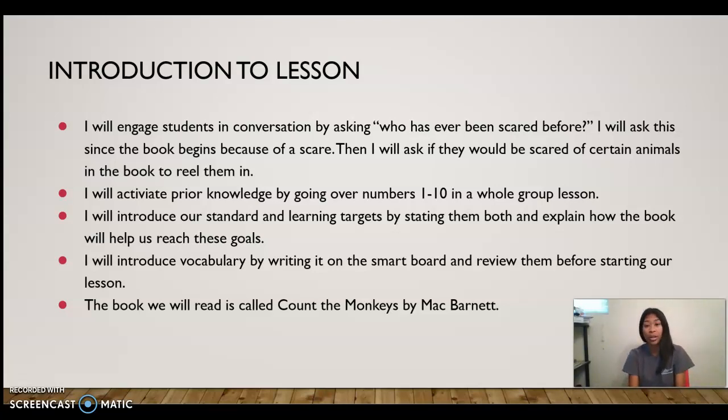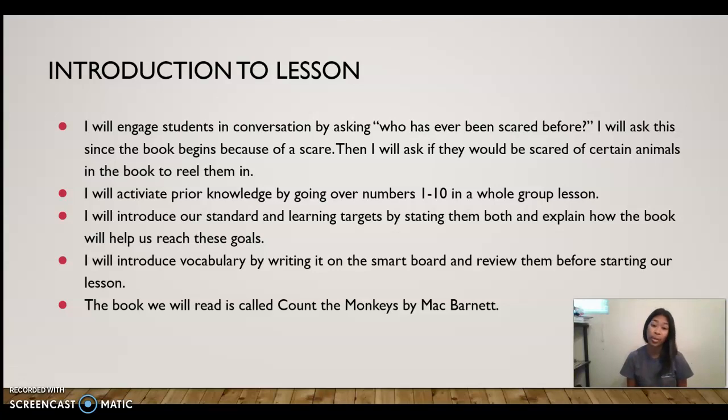I will activate their prior knowledge by going over numbers 1 through 10 in a whole group lesson that will help with the whole group activity and their small group activity. I'll introduce our standard and learning targets at the beginning and the end of our lesson by stating the book and explaining how this book will help us reach those goals.